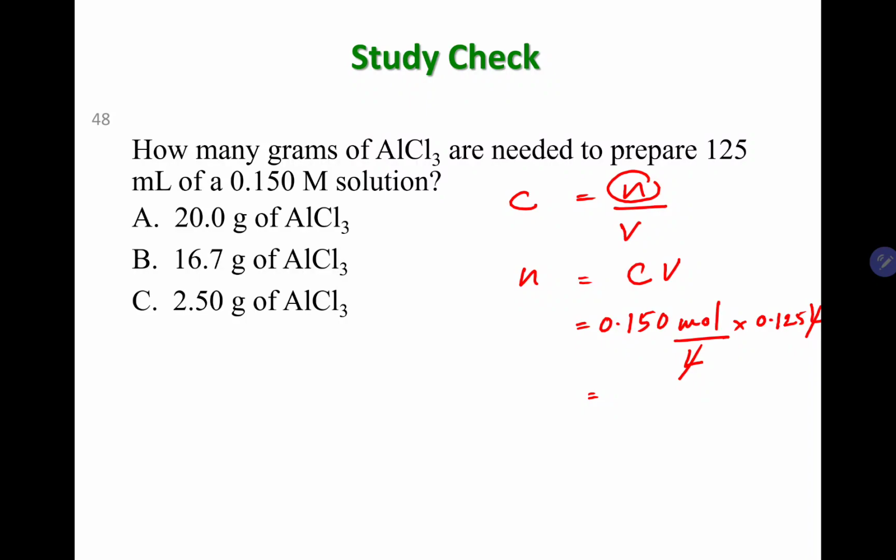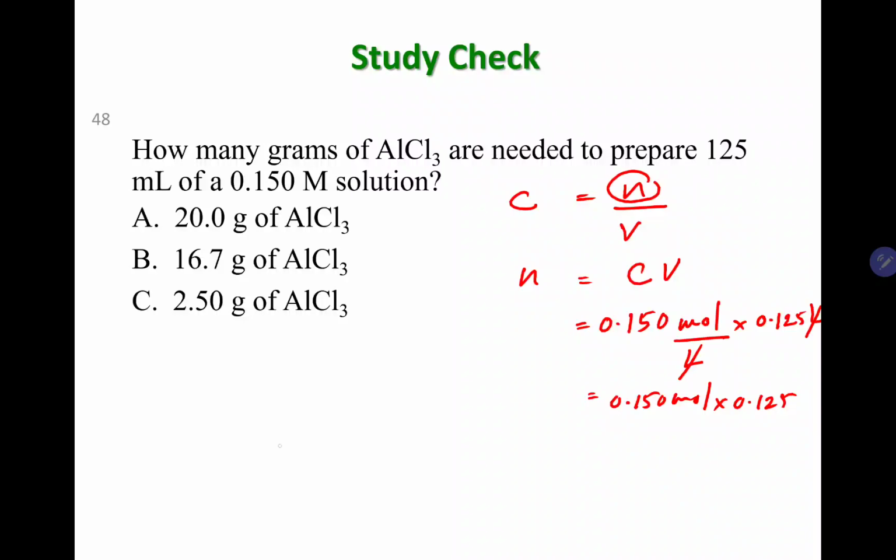Okay, you will have the number of moles here. And then once you have the number of moles, let's not use a calculator, let's just write them down. 0.150 moles multiplied by 0.125. So this is the number of moles.